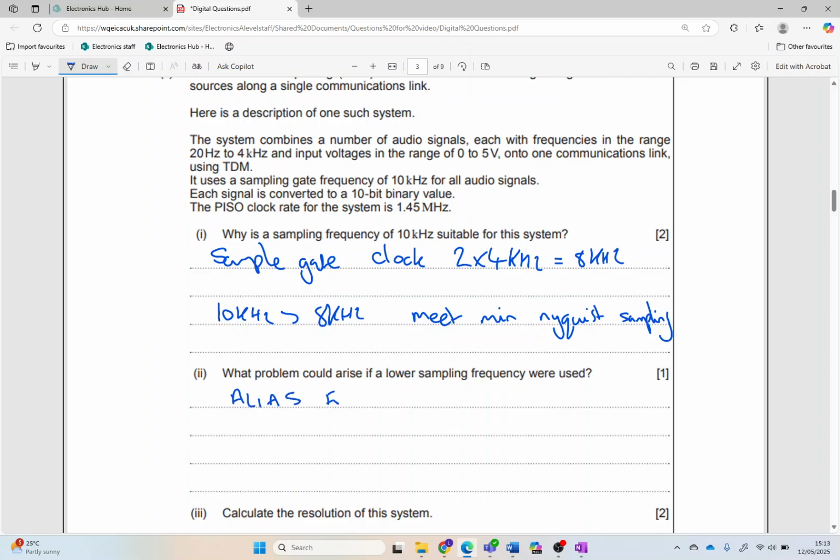alias frequencies would be created, which is effectively an incorrect frequency on the output. So if I put 5 kHz in, it would result in a 3 kHz output. Okay, I'll let you worry about looking through the notes how we came up with that figure.